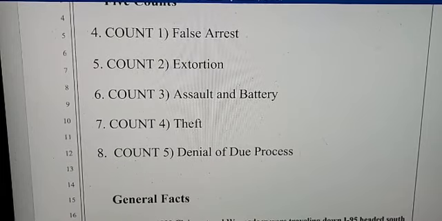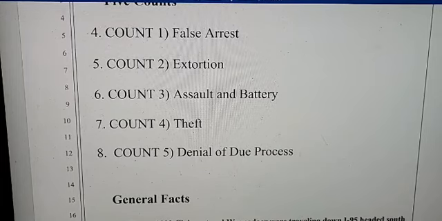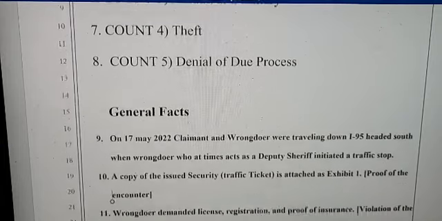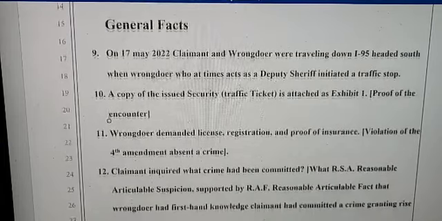Now there's some elements that you have to meet in order to substantiate this information: false arrest, extortion, assault and battery, theft, denial of due process of law. They all have elements that you have to meet. You're going to meet them elements in your affidavit. You're going to make sure all those elements are there, okay? And for the most part, you've made sure those elements are here. But again, just throw that out the window.